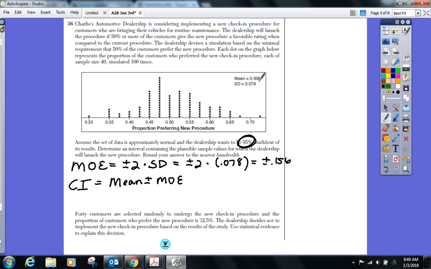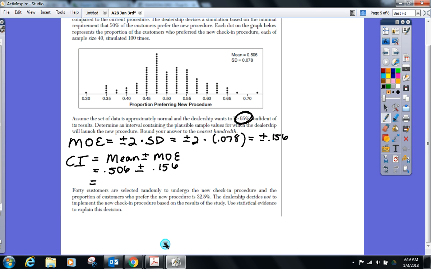And the mean, again, is given on the dot plot for us. 0.506 plus or minus the margin of error we just found, 0.156. I'll give you guys a second. Add and subtract it from 0.506. And I know some of you made this mistake on your test. What are you getting for the low end of the interval? Yeah, okay, that's no problem.